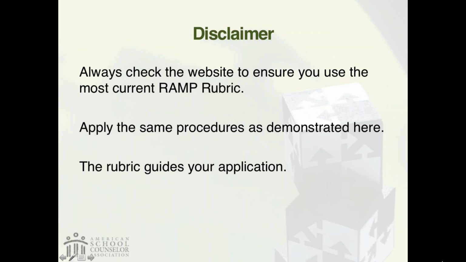We want to tell you that when you are applying for RAMP, you want to check the website and make sure you're using the most current RAMP rubric. Not that it changes on a monthly basis, but sometimes there are changes or it's tweaked. So just make sure you're going to the website and using the latest version. And if the RAMP rubric were to change, there'd be some minor adjustments. It really wouldn't impact the content or the procedures of this webinar.